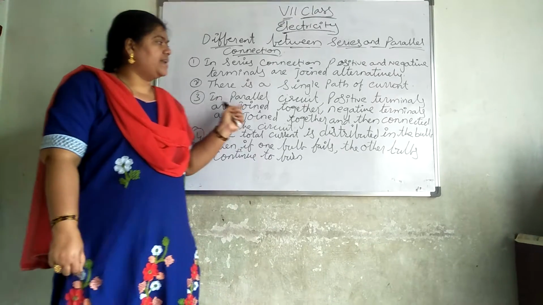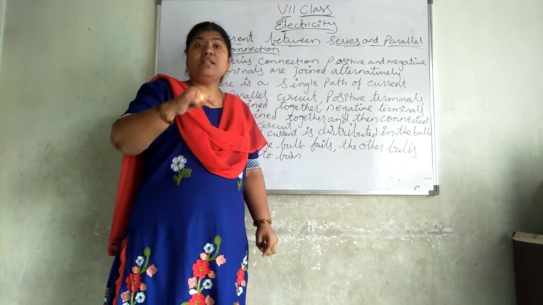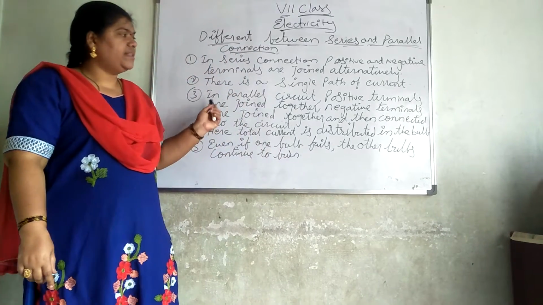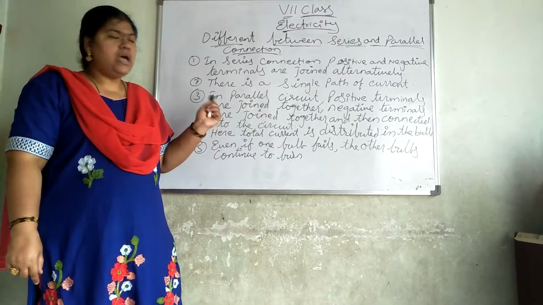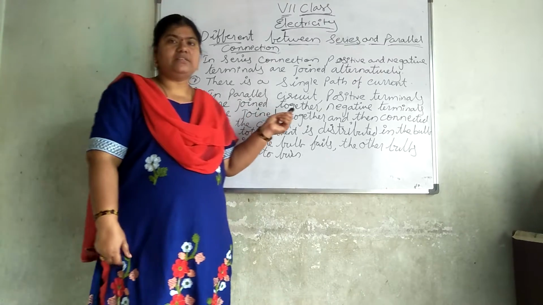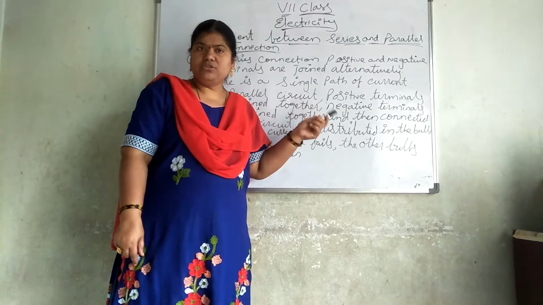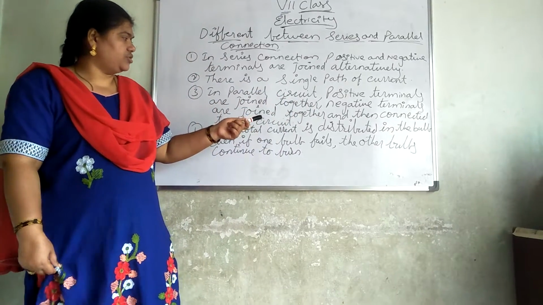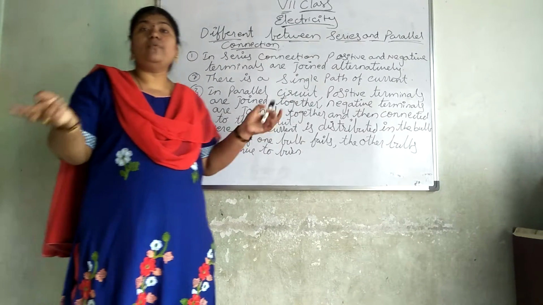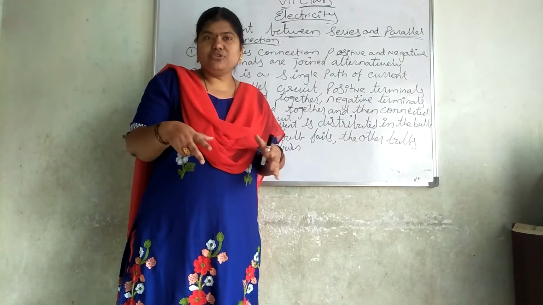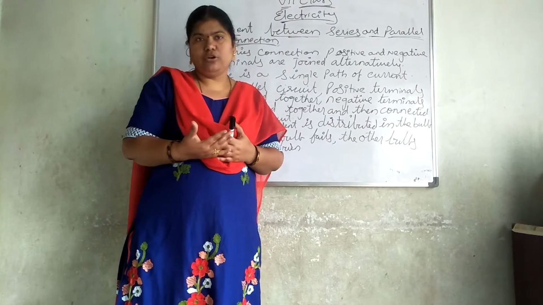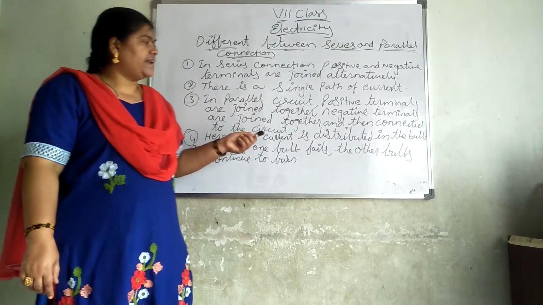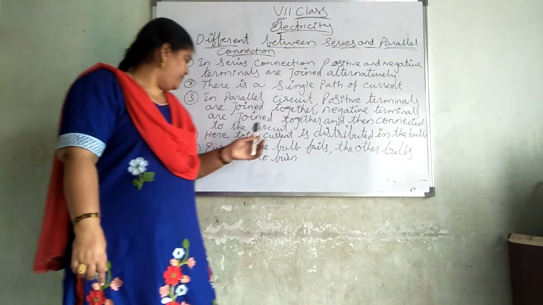Next, in parallel circuit what is happening? All the positive terminals are connected to one wire and all the negative terminals are connected to another wire, and these two wires are connected to the circuit. Then we can see that the bulb will glow. Got the point? And here total current is distributed in the bulb.